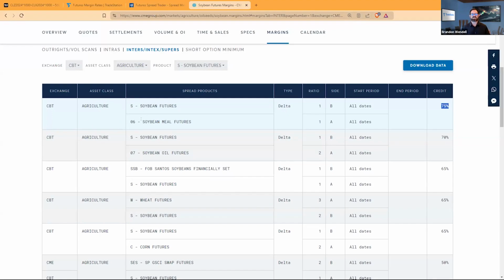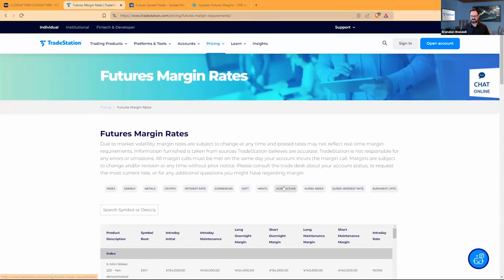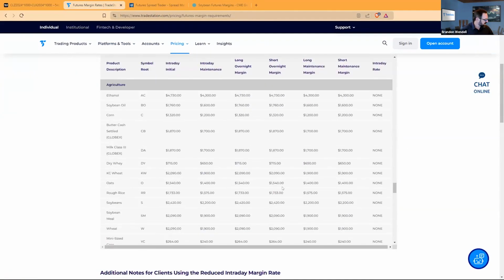So we're doing soybeans versus soy meal. All right. So let's figure out if we want to trade that spread, what would be our margin? Well, the margin rate for soybeans, and I go back to the TradeStation website here. And let's see, I'm going to bring up soybeans. I think it was what, 2,400 something?